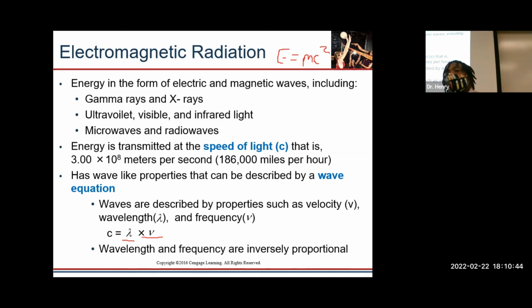So if frequency goes up, we would expect the wavelength to do what? Based upon this equation. So if this is going to remain constant and the frequency, nu, this little v, goes up, we would expect the lambda to do what? Go down. If it's going to remain constant, right? Okay. So they're inversely proportional to each other. As one goes up, the other one has to go down.